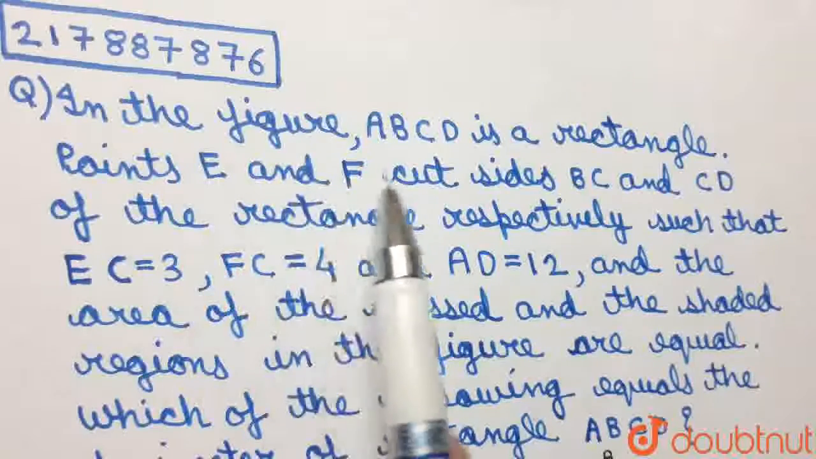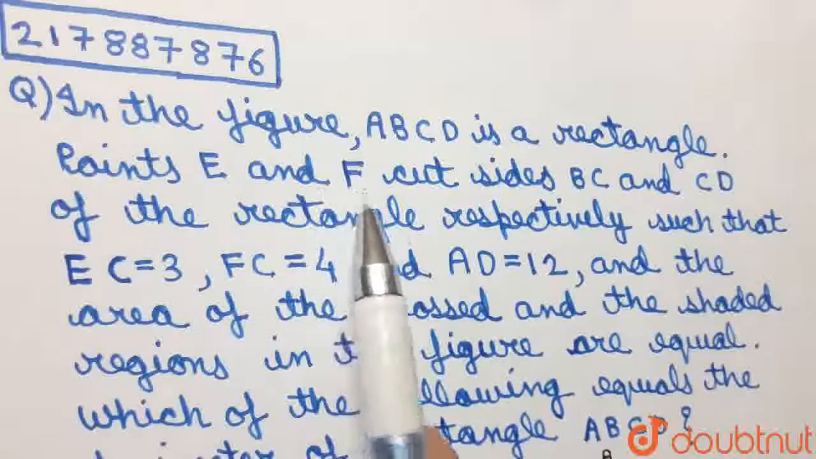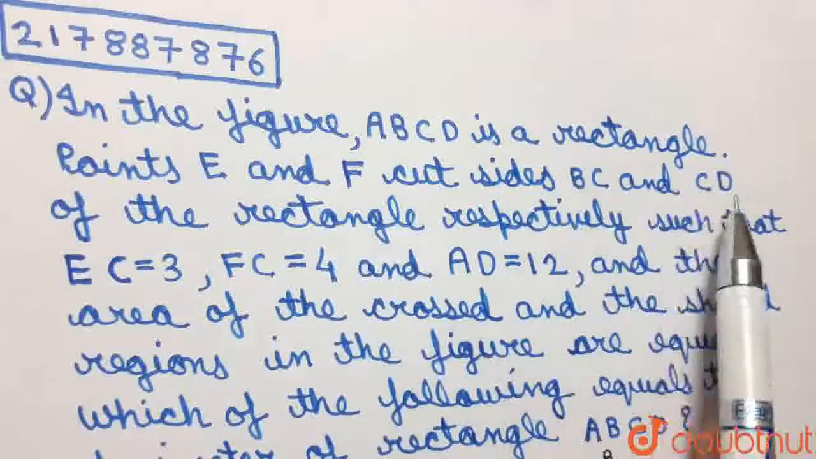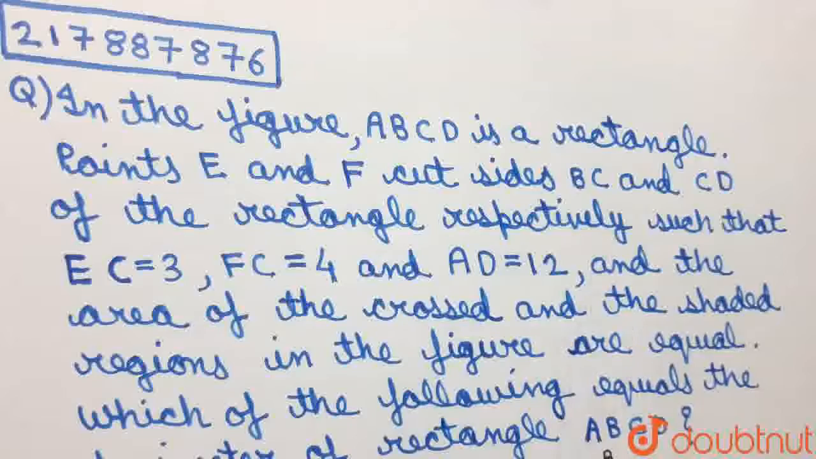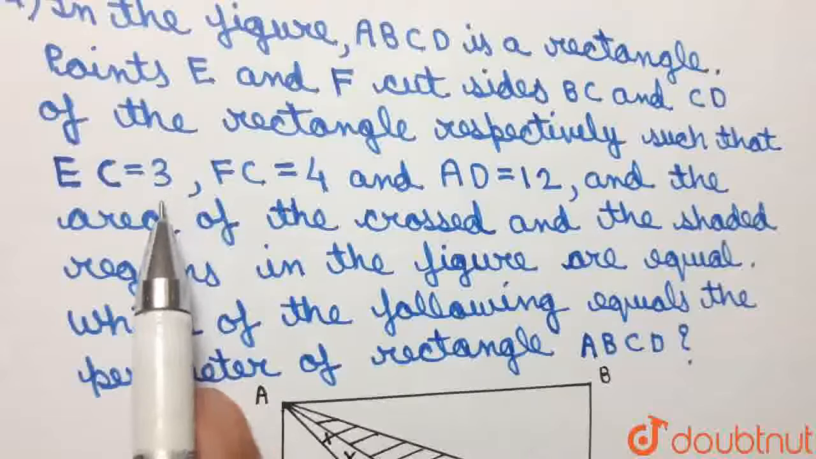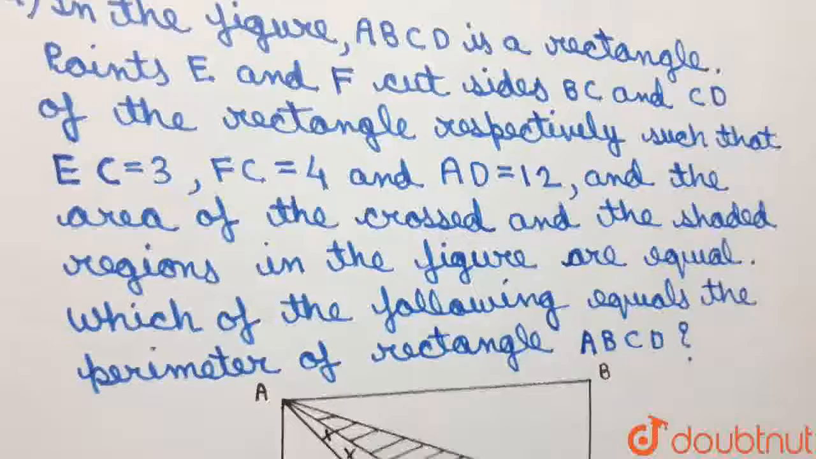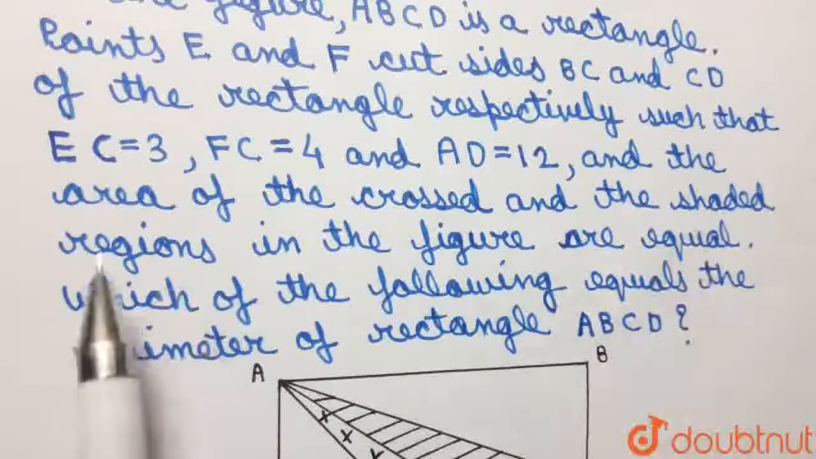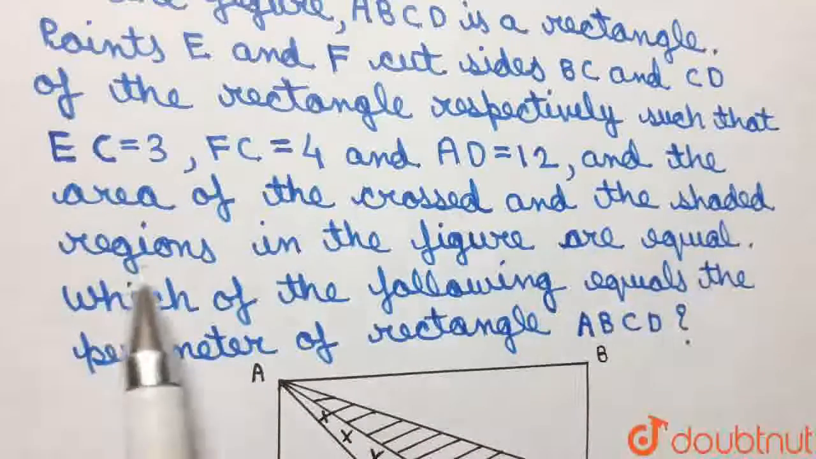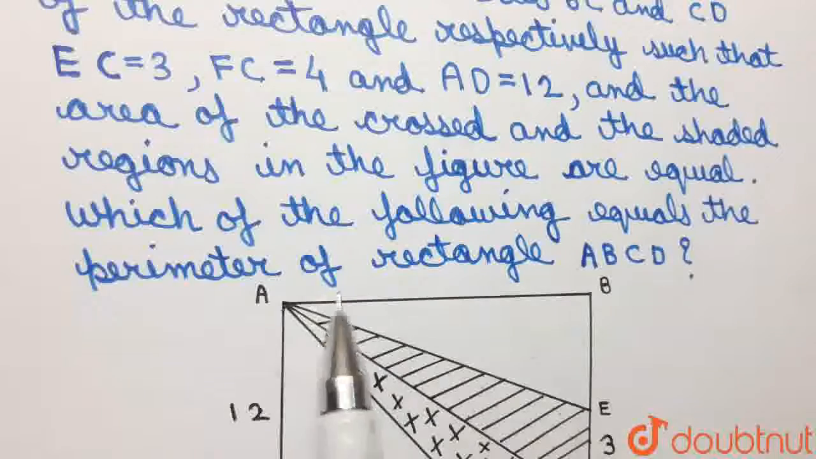In the figure, ABCD is a rectangle. Points E and F cut sides BC and CD of the rectangle respectively, such that EC equals 3, FC equals 4 and AD equals 12, and the area of the crossed and the shaded regions in the figure are equal. Which of the following equals the perimeter of rectangle ABCD?